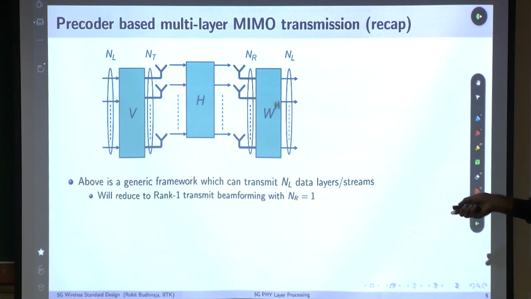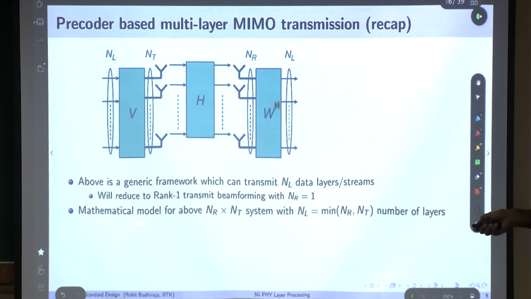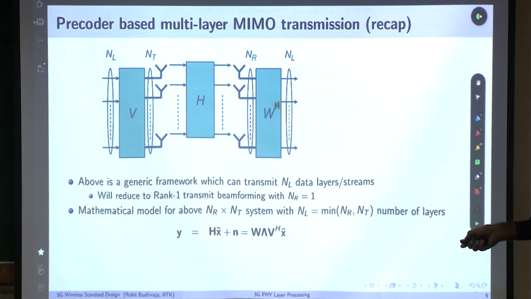Now how does this work? Then we write it again mathematically. What happens here? So what is the mathematical model for this NR cross NT system with how many layers? This is the number of layers, okay. What is the system model? What is this? H, X tilde. X tilde is the precoded signal, which is V. X tilde is the precoded signal, and what have I done? I have just written H as W lambda V Hermitian, okay, SVD. And then what happens here?